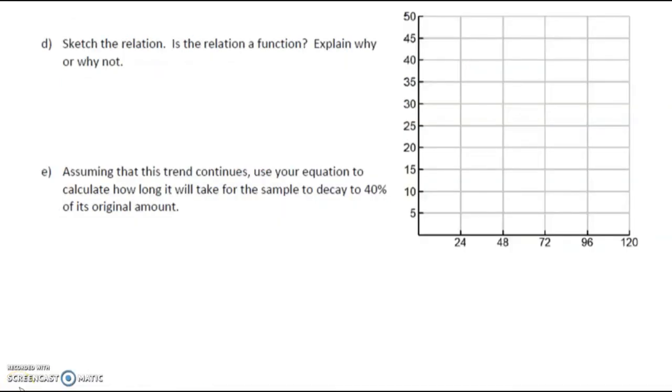So D, sketch the relation, and then is the relation a function? Explain why or why not. What we're sketching here, if we take a look at the values on the x-axis, is time. So this is going to be the t-axis, this is going to be time, and then this is going to be the amount. You can also graph it against n, which would just be 1, 2, 3, 4, 5, the number of compounding periods. But at time 0, we started at 50, we went to 25. Half of that is 12.5, half of that is just over 6, and then 3.